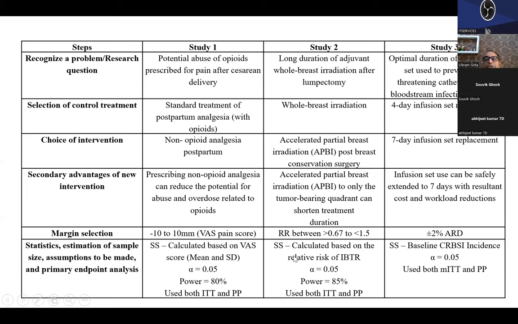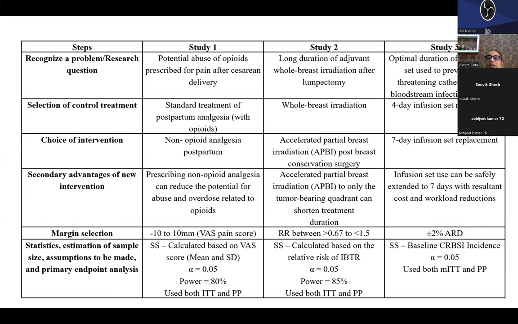It could be odds ratio, it could be hazard ratio, it could be relative risk ratio or whatever. But on the other hand, if you're looking at differences, not the ratio, but difference, then something like this: minus 10 to plus 10, with 0 as the line of no difference. Or plus 2% to minus 2%. So that is how the margins are selected.